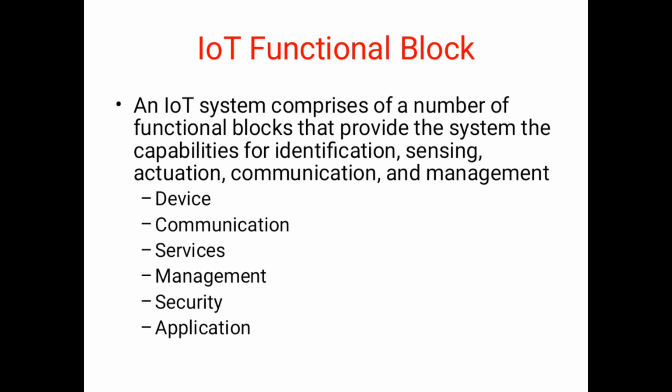Today, in this lecture, I am going to talk about IoT functional blocks. An IoT system comprises a number of functional blocks that provide the system the capabilities for identification, sensing, activation, communication and management. So an IoT system does the following things: identification, sensing, activation, communication and management.